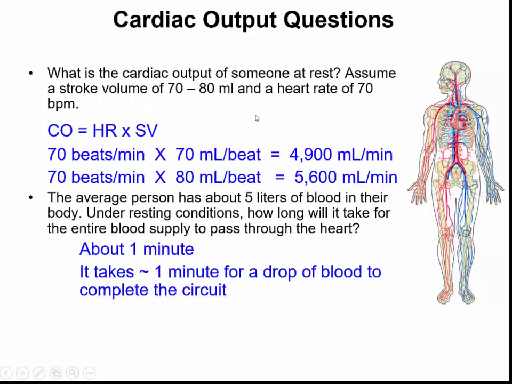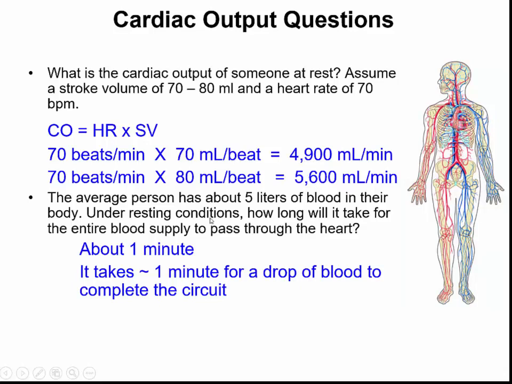For this particular question, I have it for both 70 and 80, so you can see how many milliliters per minute are pumped out for the cardiac output. If I use 70, you get 4,900 mils per minute, and if you use 80, you have 5,600 mils per minute. If you don't want to give these in milliliters per minute, you can do liters per minute, and that's simply moving the decimal over. For example, this would be 4.9 liters per minute, 5.6 liters per minute. Either way you want to give cardiac output is fine.